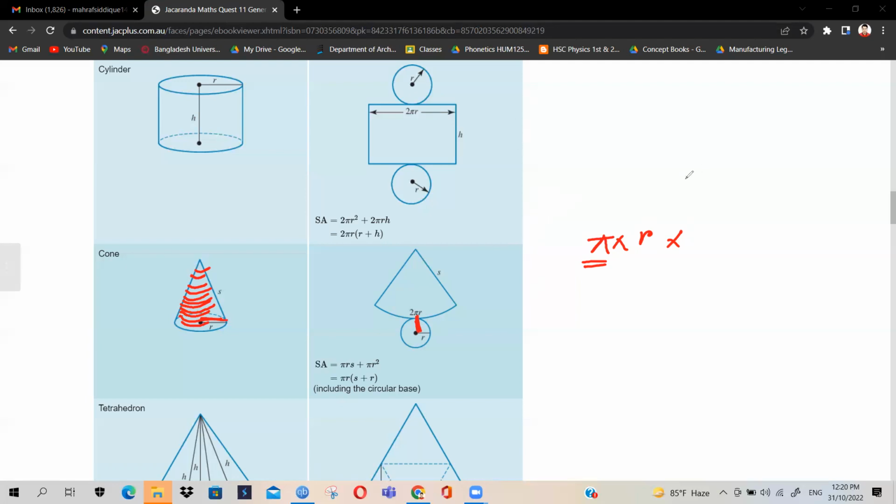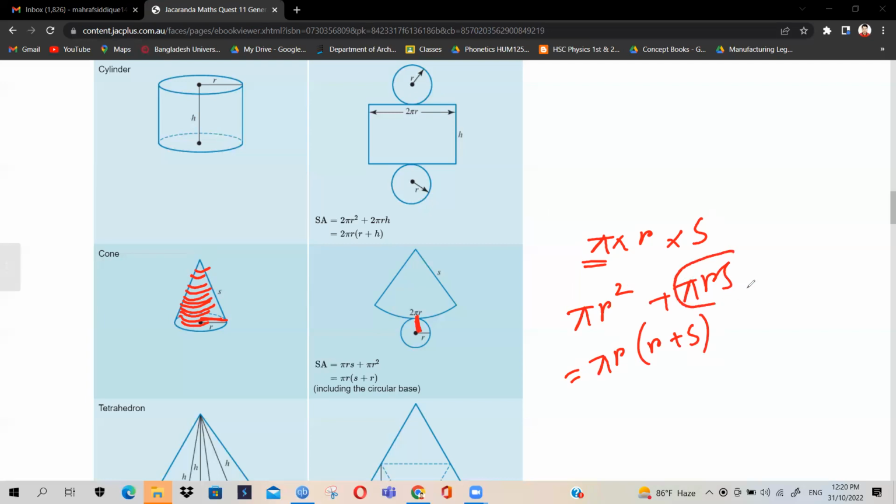Okay, so now pi r and then the arc. What is the arc? You could say this is s, or sometimes it's also shown with l. So that is s. So all in all, we will have pi r squared plus pi r s, which is pi r times (r plus s). One is the curved surface area and one is the circular base area. So these are the two areas which need to be taken into account.